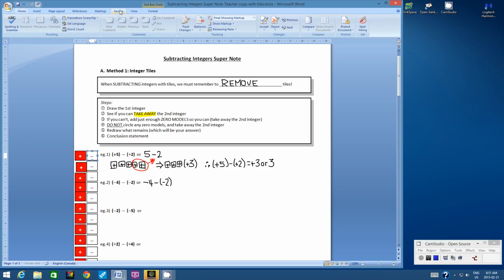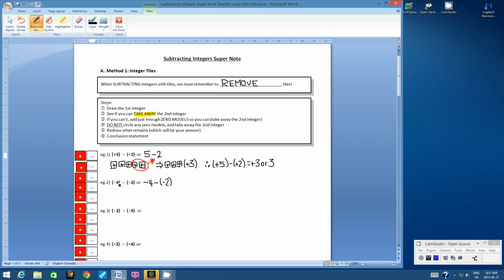All right, now let's go to our tile solution answer. Let's draw the first integer. We have -4, so we have 4 negative tiles. And then we have to ask ourselves, see if you can take away the second integer. Well, we know we can. There are 2 negative tiles in the second integer, so let's circle 2 negative tiles and show that they are being taken away or removed. Then we redraw what remains. So let's draw this pointed arrow here. And what remains is 2 negative tiles. And then we write our integer answer beside our tile solution. So the last step that remains is the conclusion statement.